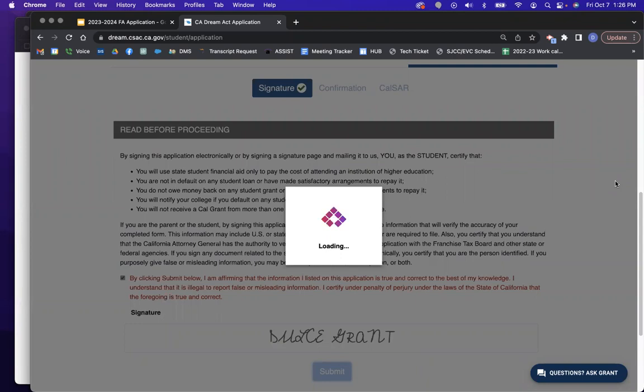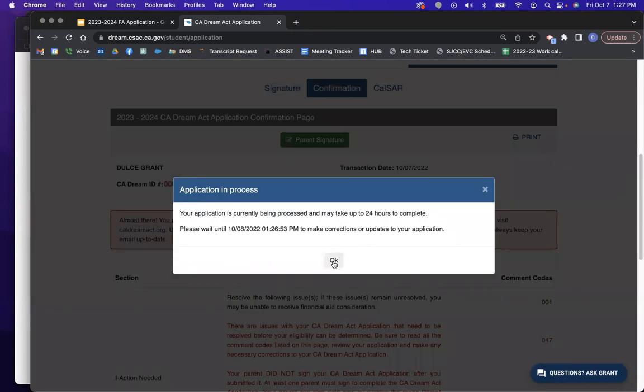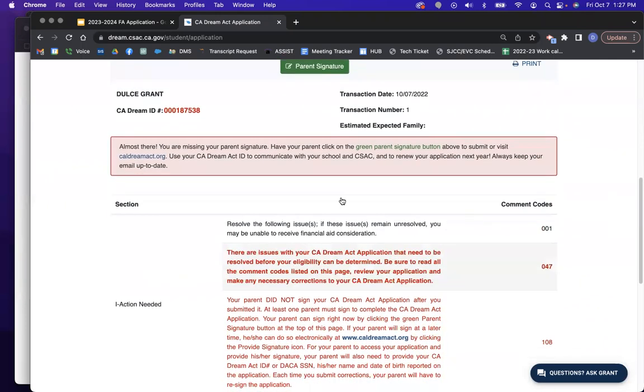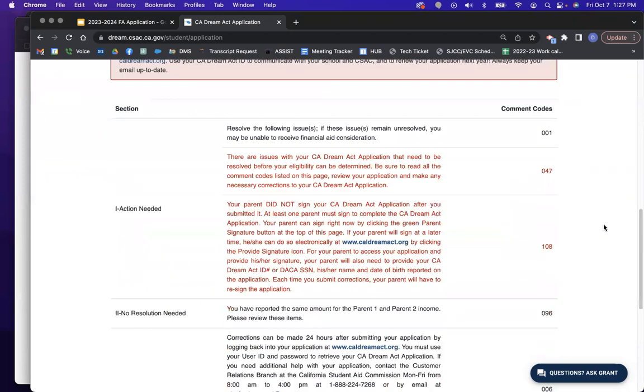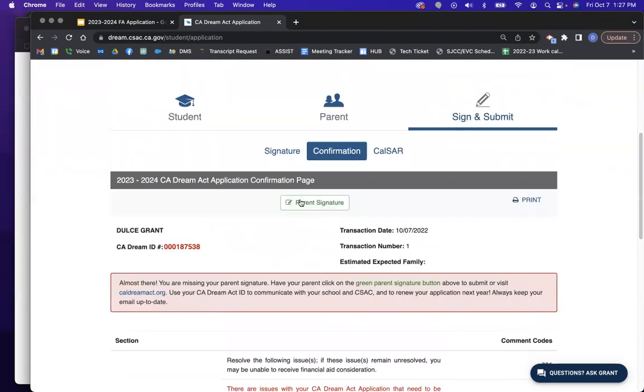and then obviously for me, it's gonna keep sending me emails saying that it's incomplete, that I need more information, because I obviously just made up a bunch of stuff. So once you hit the signature, once you hit the sign button, it's gonna take you to here. It's saying that it needs a lot of action. It needs some action things that I need to do. And the very first one is that I need my parents' signature.